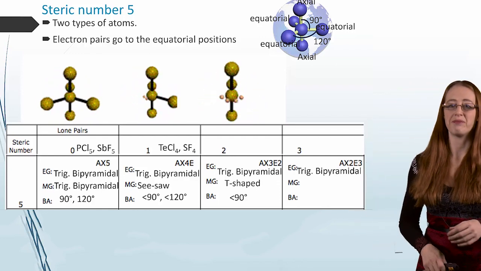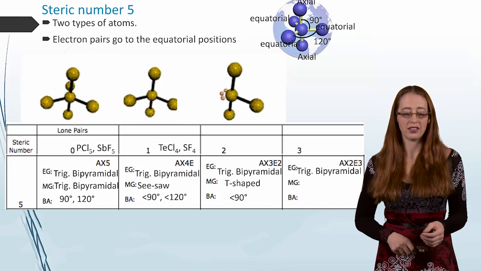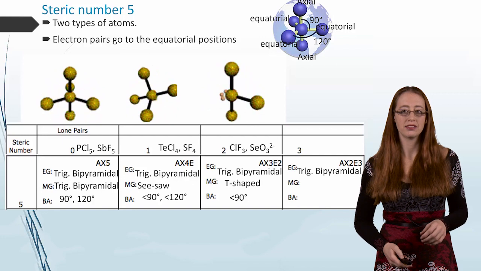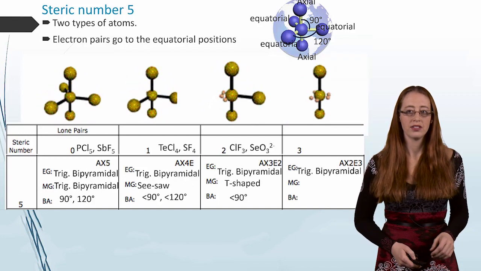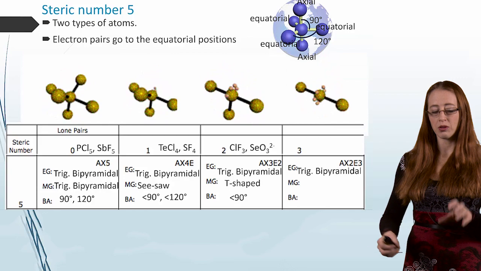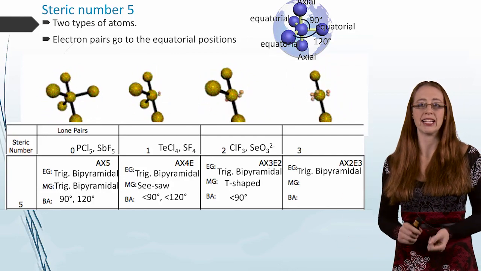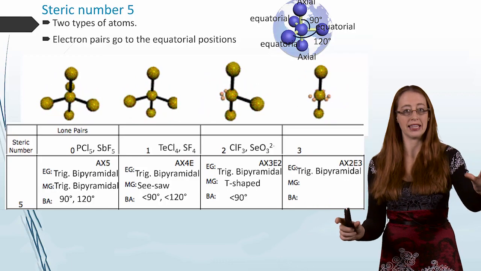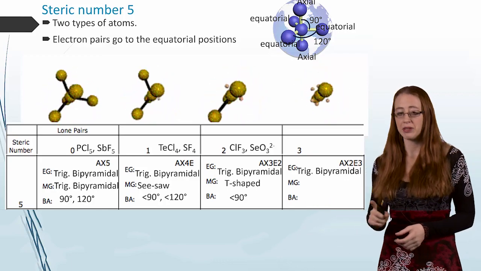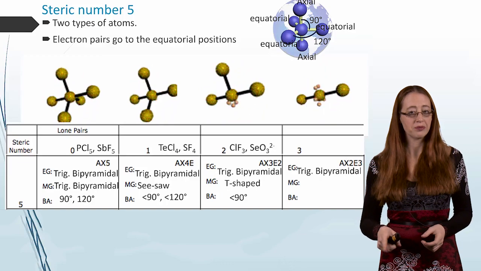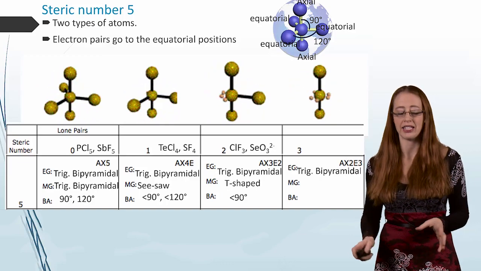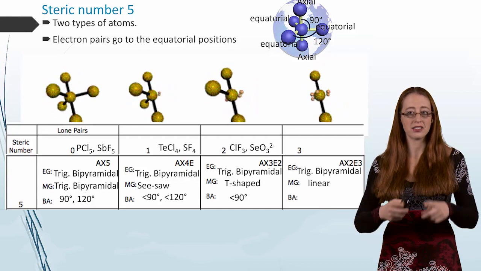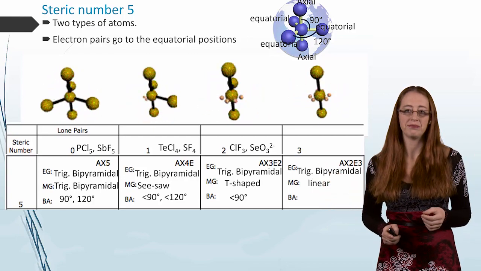So we can do this one more time. We can put another pair of electrons on this one. It still goes in an equatorial spot. And you can see now that all three of the equatorial spots are taken up by electron pairs. That gives us back a shape that's just in a straight line. It's different from the linear that we talked about with steric number 2, because when we talked about steric number 2, we didn't have any lone pairs. So it's a little bit different, but we still call it linear because the molecular shape is still in a straight line.